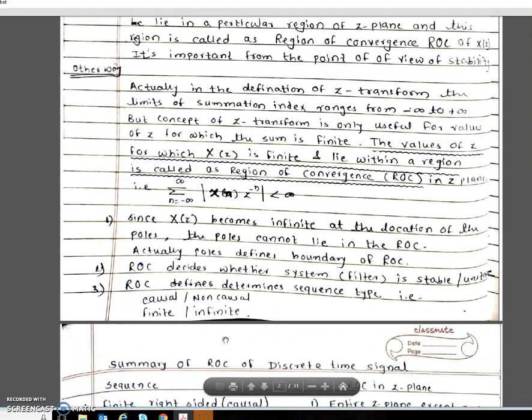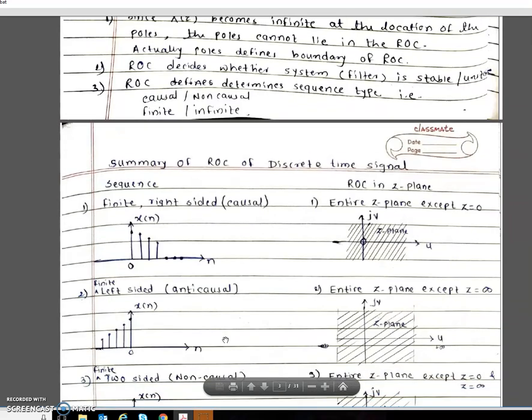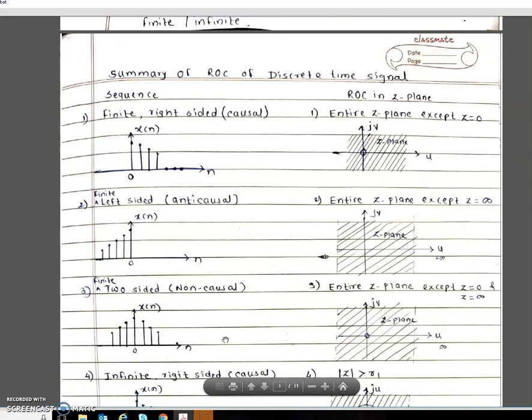To see more related to ROC, we will go to the summary of ROC of discrete time signals. This explains what type of discrete signal you are giving, and then what type of Z plane or ROC you will be getting. This will get clearer in more detail after we take certain examples. So before that, we'll just go through these things. So what is this summary of ROC? There are a total of 6 types of sequences we have taken.